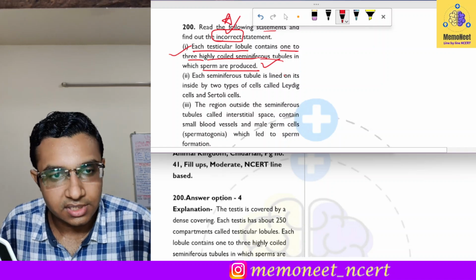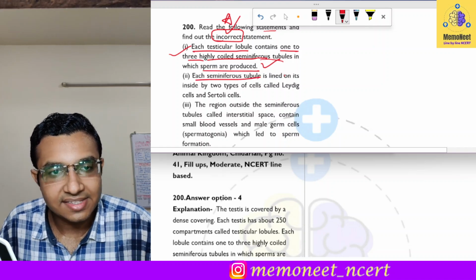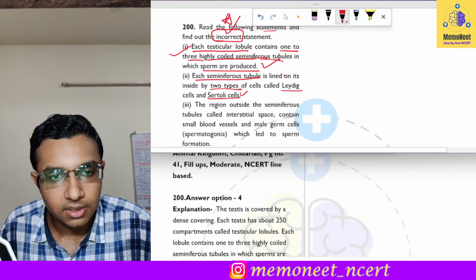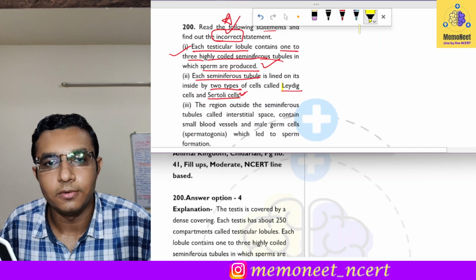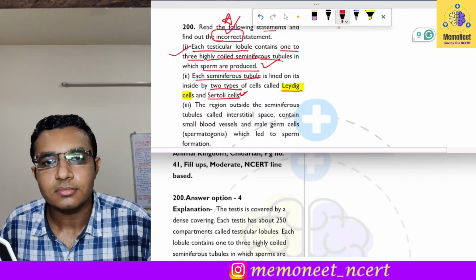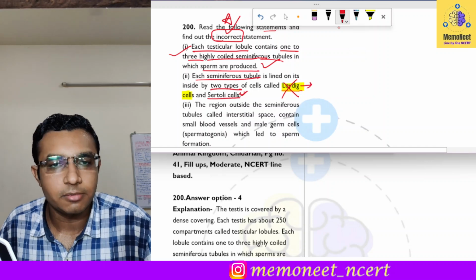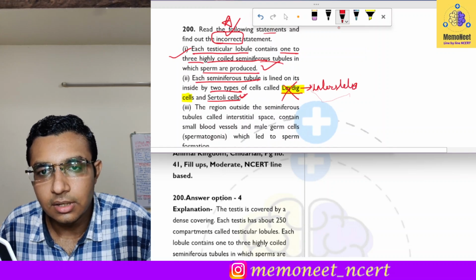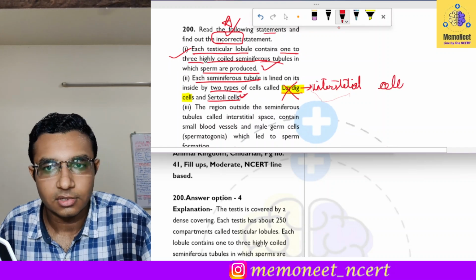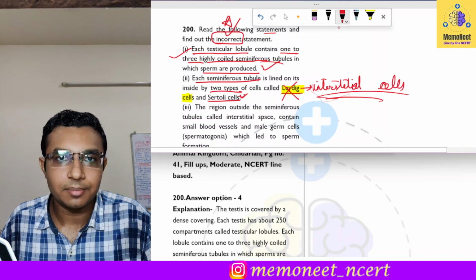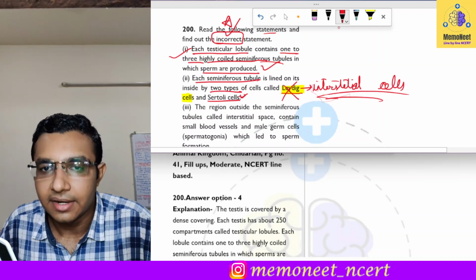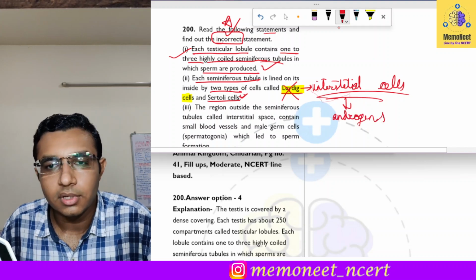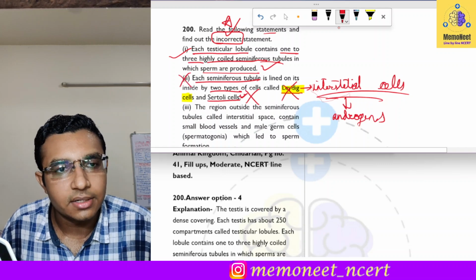The statement 2 is each seminiferous tubule is lined on its inside by two types of cells called the Leydig cells and the Sertoli cells. Now Sertoli cells are present inside the seminiferous tubules, but the Leydig cells are not present inside the seminiferous tubules. The Leydig cells are the interstitial cells, and these are present outside the seminiferous tubules in the interstitium, and their function is to release androgens. So this statement is absolutely incorrect. So statement 2 is incorrect.